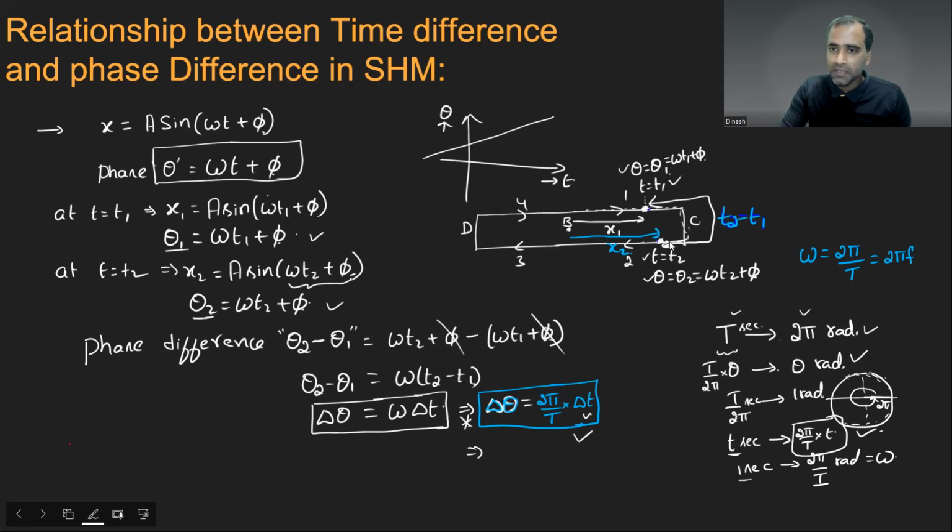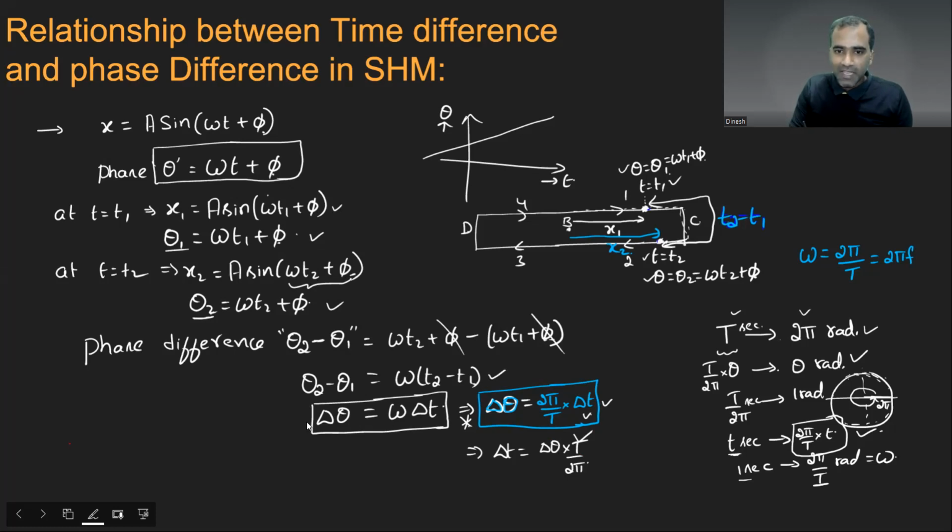Now, once you know time difference, you can get the phase difference using this formula. If you know phase difference, you can get time difference. Delta t is equal to delta theta into T divided by 2 pi. Something like that. You don't need to remember everything, okay? If you forgot this also, see this one, phase difference and time difference. You know what the phase is at 2 different times. You just subtract them, you'll get this relation, very simple relation.